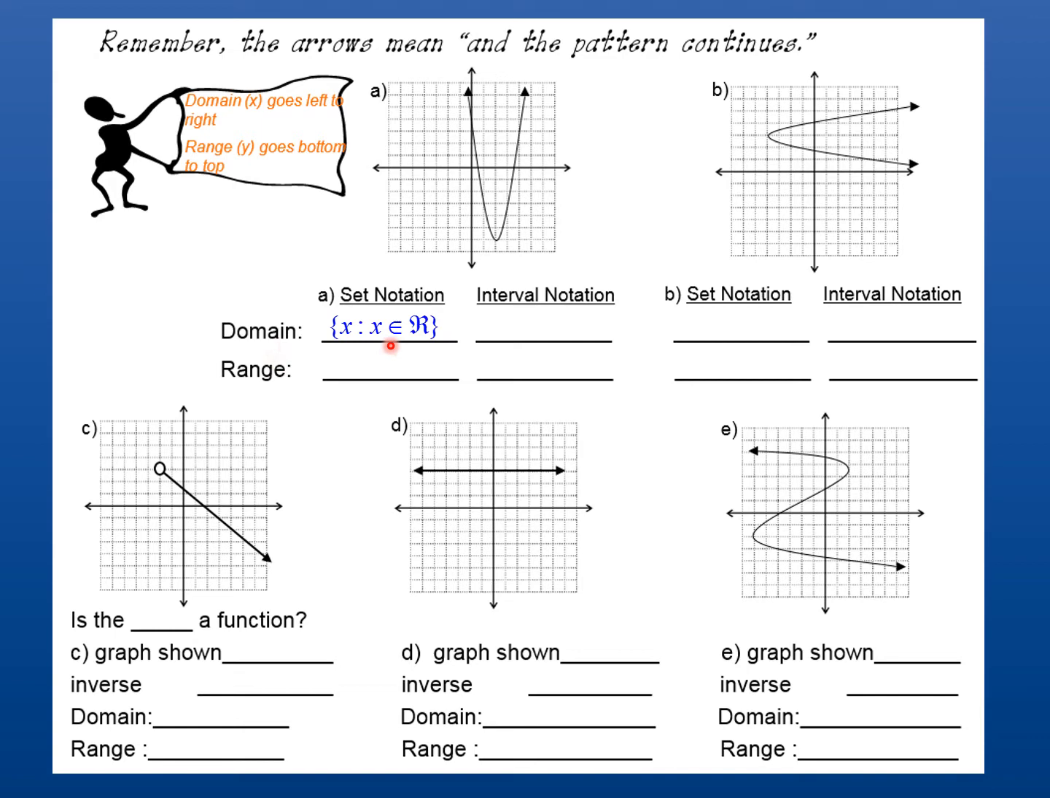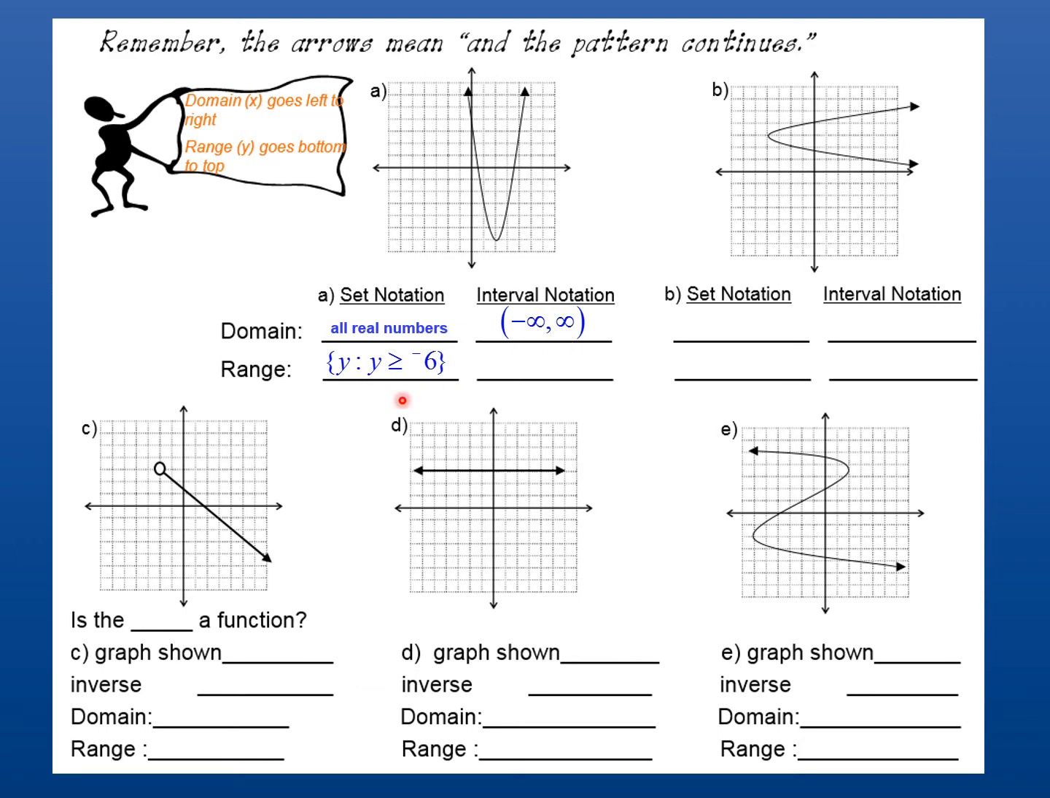The domain, this is all real numbers. The domain we measure against the x-axis. And if you take a look, we see that we have these arrows that continue and continue and continue. So the pattern continues. It keeps going to the left and it keeps going to the right. So therefore the domain is all real numbers. If we did that in interval notation, take a look. That's negative infinity to positive infinity.